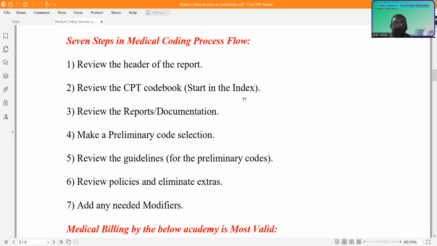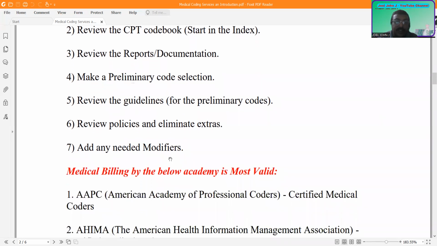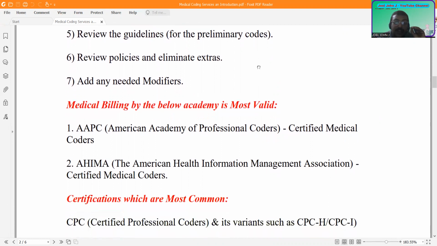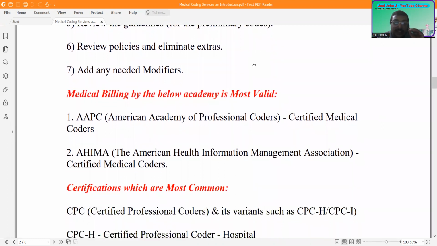So referring to the code book is very essential. Review the reports and documents, make a preliminary coding selection, review the guidelines for the preliminary codes. So after doing the selection, you have to review the guidelines again. That's rechecking, because it's a very, very important thing. The success of a claim mainly depends on medical coding. Okay. Review policy and eliminate extra errors.